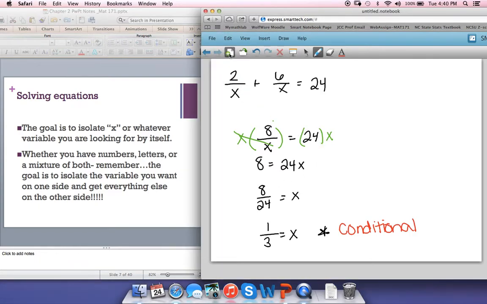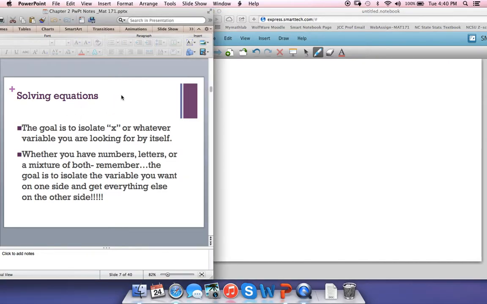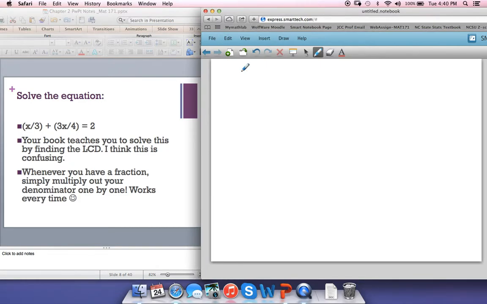Now our next concept that we go into is solving equations. And the goal is to isolate x or whatever variable you are looking for by itself. And I said any variable because sometimes you won't be looking for x. Maybe you'll look for y. Maybe you'll look for b. I don't know. Look at the directions, okay? But whether you have numbers, letters, or a mixture of both, remember, your goal is always to isolate the variable that you are looking for on one side and put everything else on the other. That's always the goal.